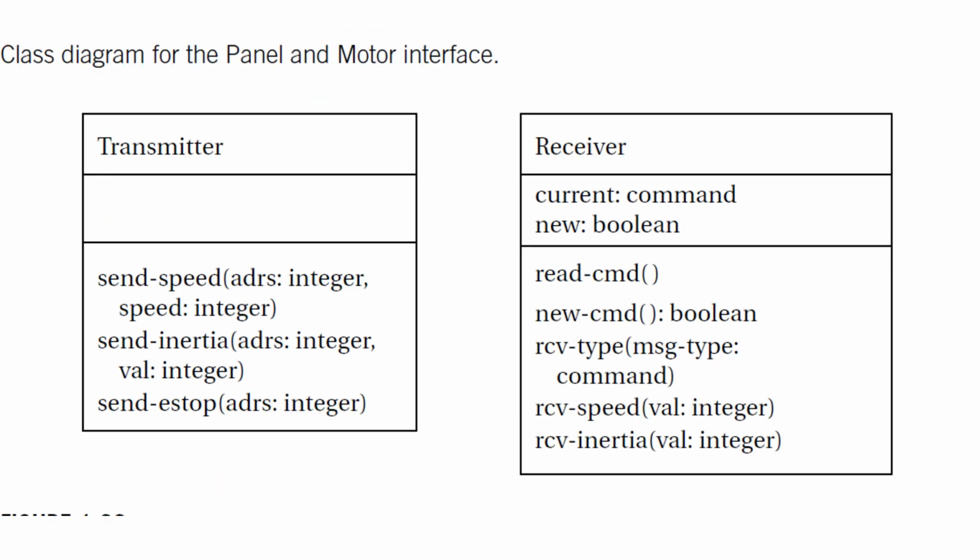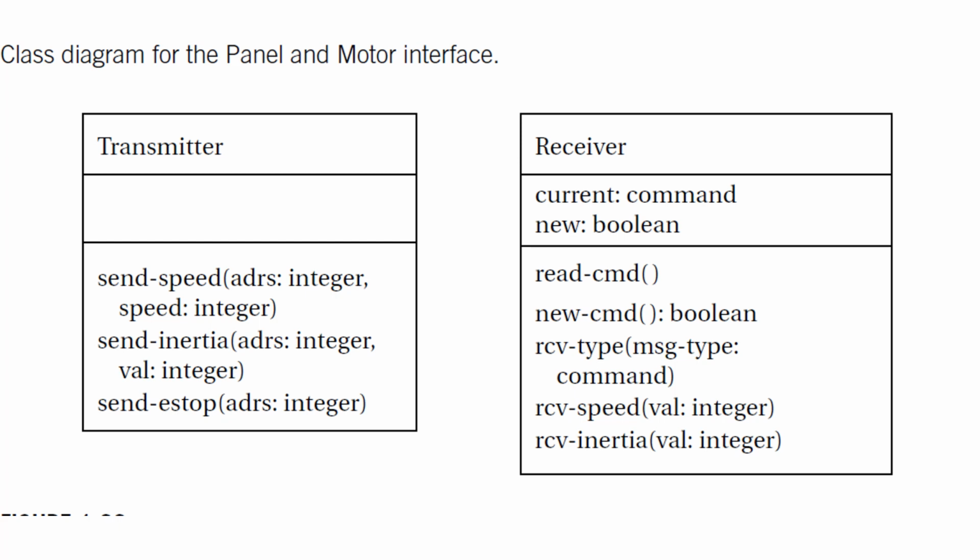Then the transmitter class and receiver class. They provide the software interface to the physical devices that send and receive bits along the track. The transmitter provides a distinct behavior for each type of message that can be sent. It internally takes care of formatting the messages. The receiver class provides a read command behavior to read messages off the track.